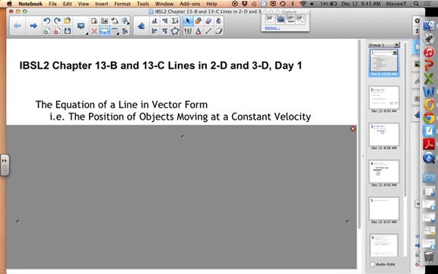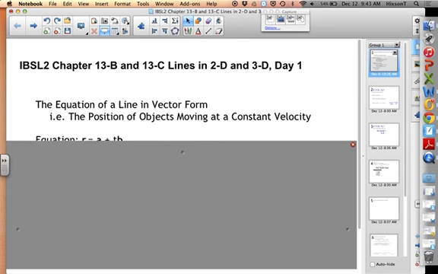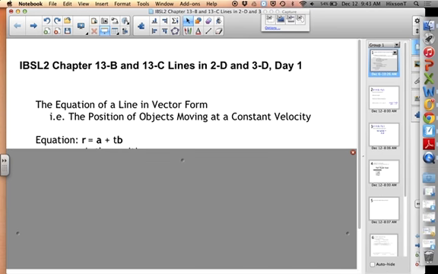And what we have is this vector equation. Okay? Here's our vector equation. R equals A plus TB. Okay? Now notice, look closely here because we use bold to indicate the vectors. R is a vector. This is the vector equation of a line. A is a vector and B is a vector. T is just a scalar here. Okay? T is a scalar.